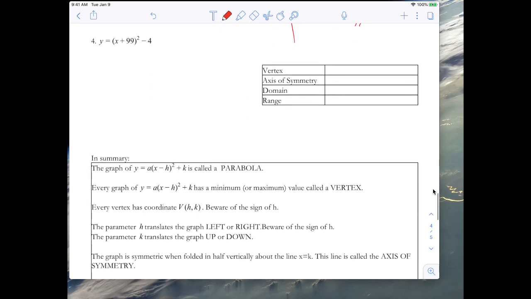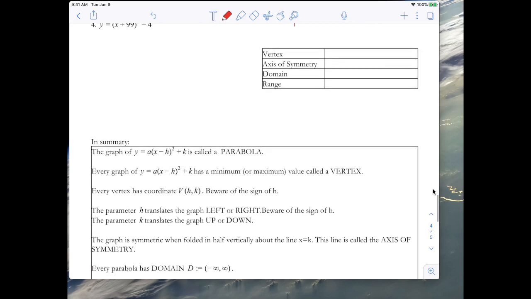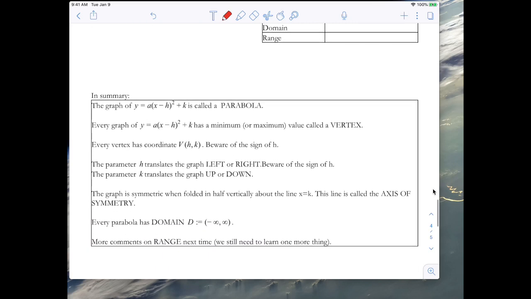We can just do a quick summary now. In summary, the graph is called a parabola. Every parabola has a minimum or a maximum called a vertex. It has coordinate value (h, k). Beware of the sign of h. The parameters h and k translate either left or right, or up and down. Again, beware of the sign of h.